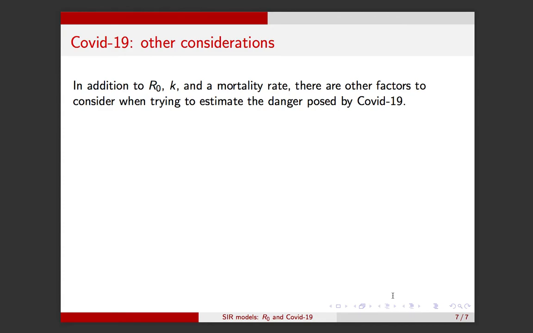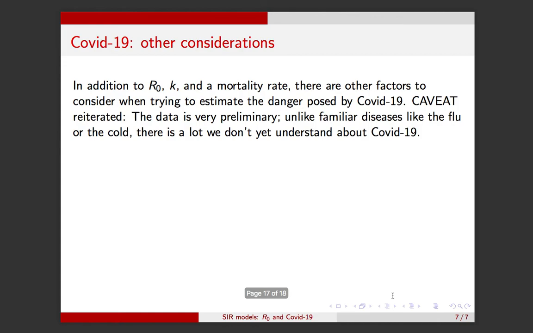Okay, other considerations when you're thinking about this disease. So in addition to things like R0, K, and a mortality rate, COVID-19 seems to be dangerous in other ways. And again, I have to reiterate this caveat, okay? We are not working for the CDC right now. So again, we're just talking about this to get an idea of how you might put this disease in an SIR context, which you guys will do in your homework.